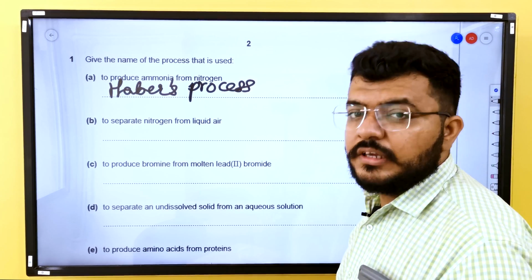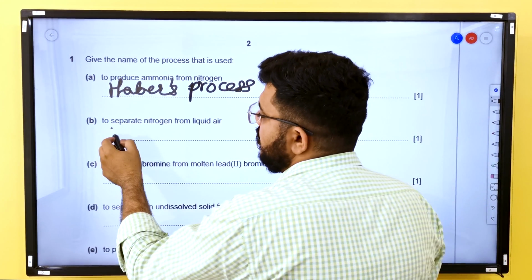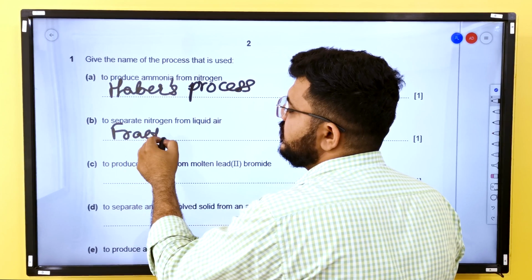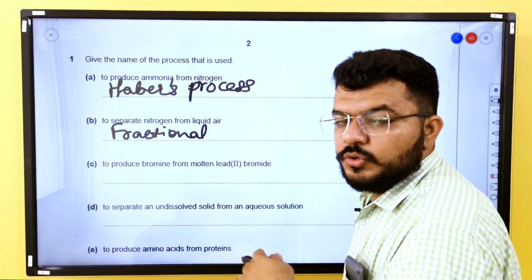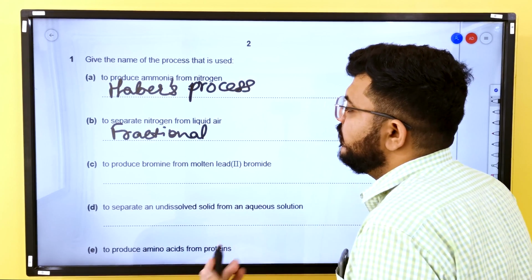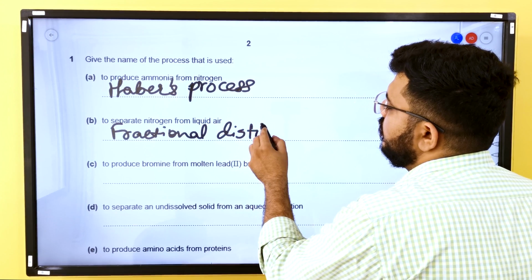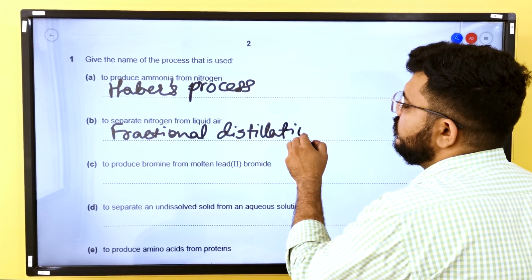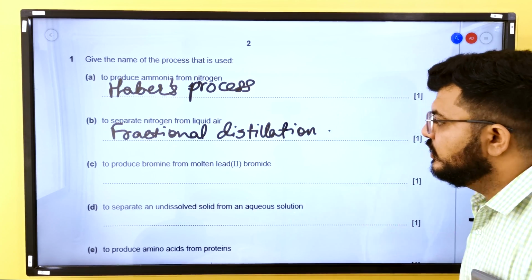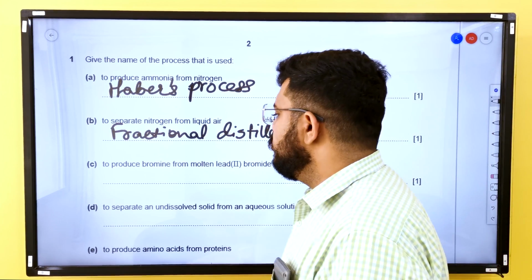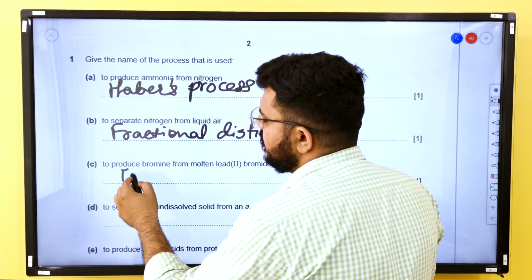Now we are going to liquefy the whole air and then separate nitrogen from it. So that will be fractional distillation. We are taking nitrogen and air towards their boiling point and we are separating them according to their boiling point, right? Nitrogen will be the first one to become gas. So fractional distillation. To produce bromine from molten lead bromide, electrolysis, right?